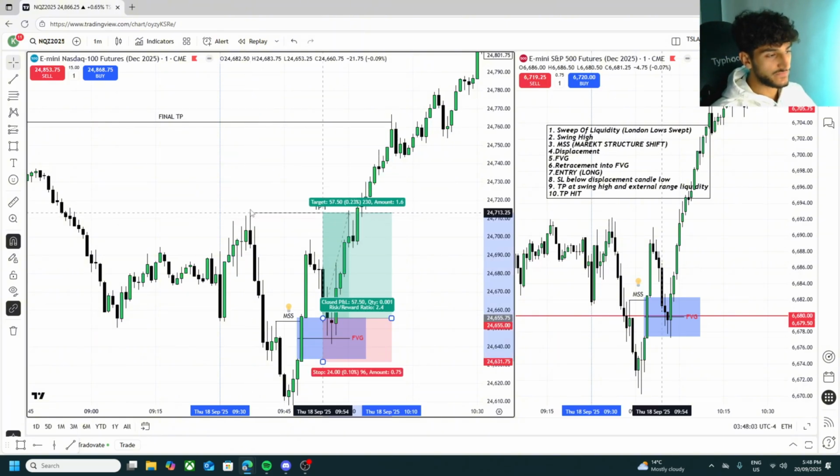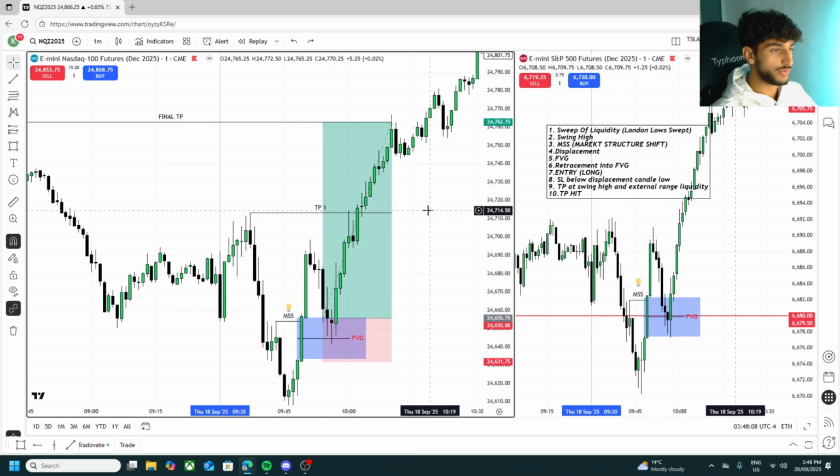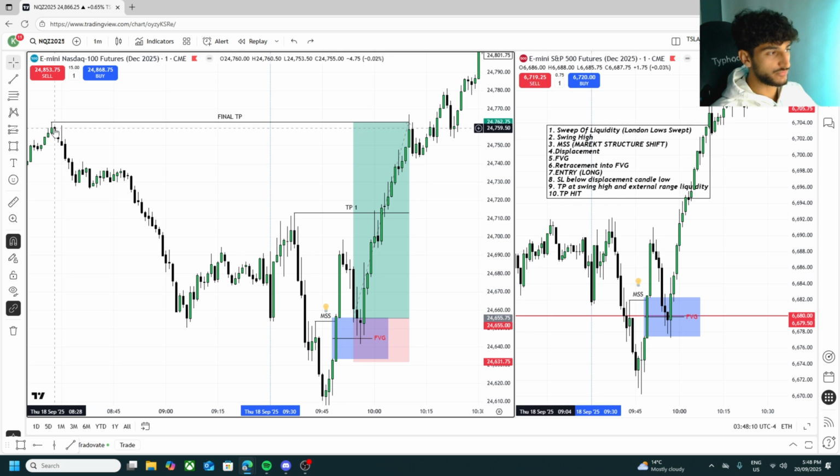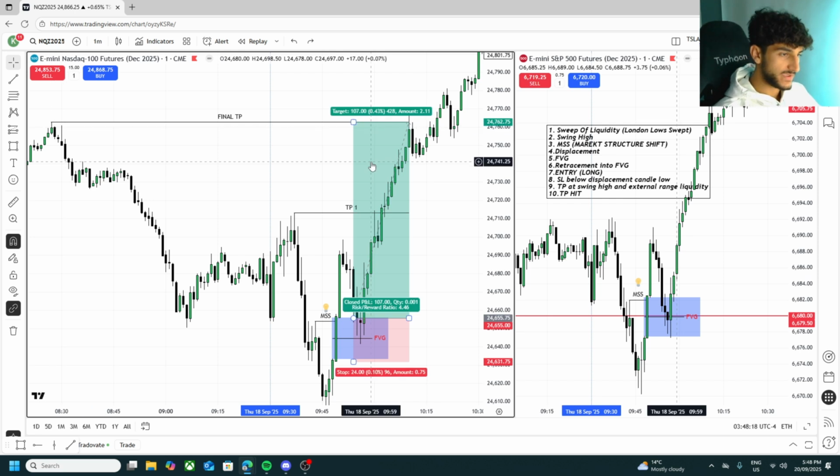Area of interest, obviously this minor buy side liquidity for 57.5 handles. And we're going to be also targeting the external range liquidity, which was actually at that time all-time highs, as well as that it was actually London highs. And as you can see, we hit for 107 handles on the day.